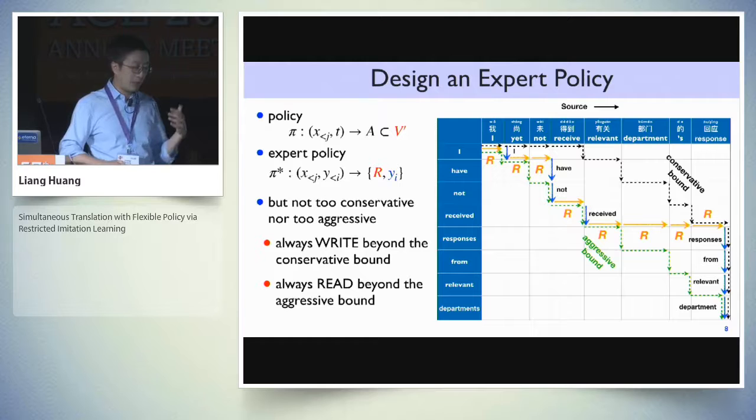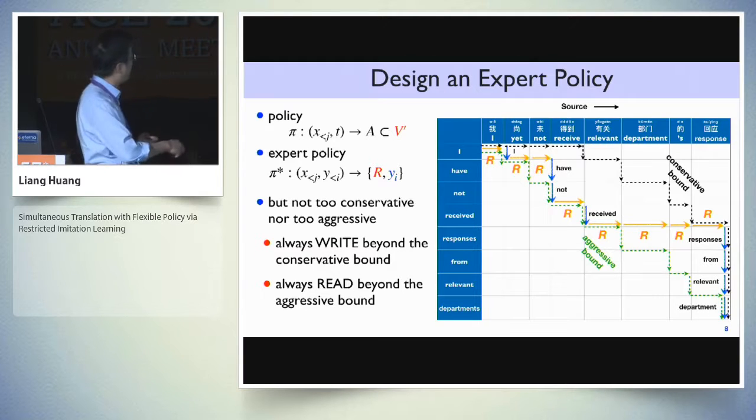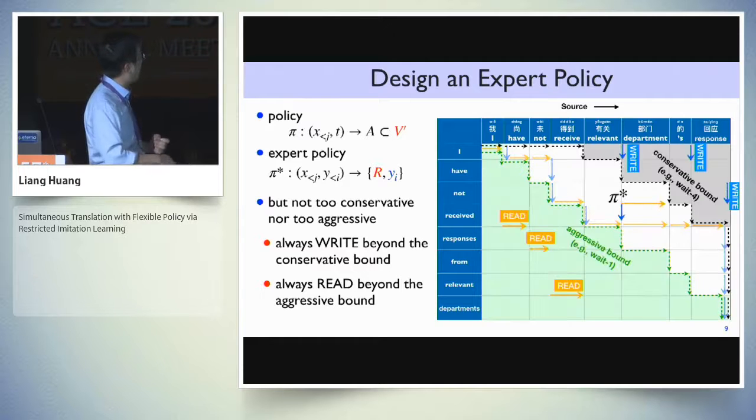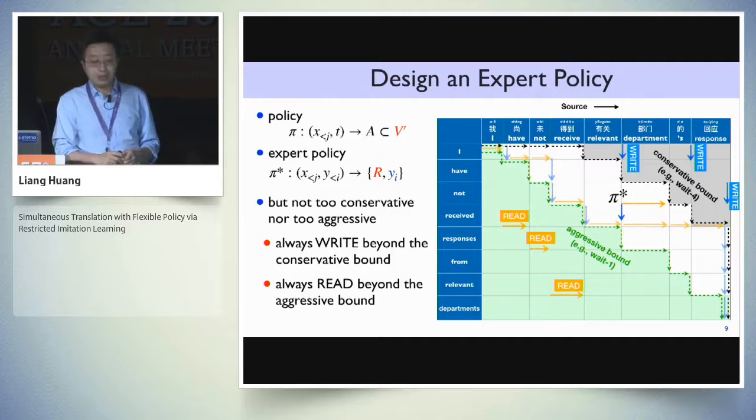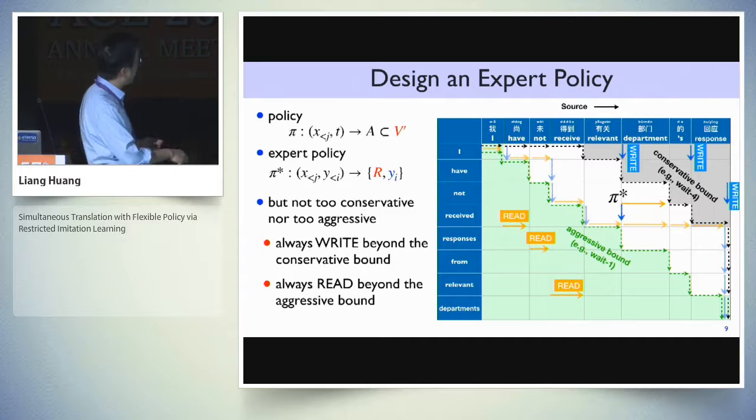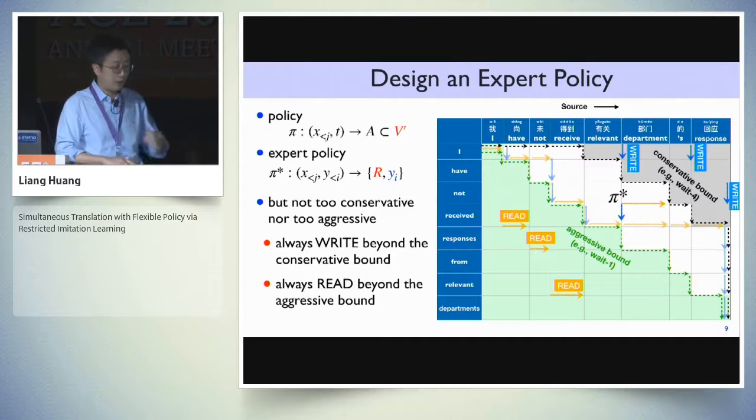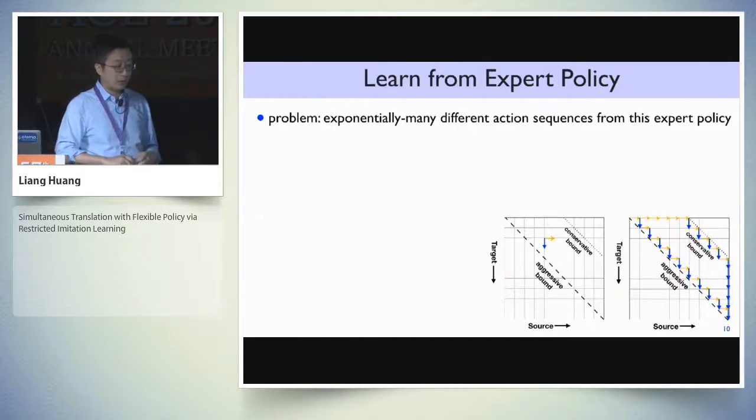But we also said you cannot be too conservative or too aggressive. So basically, there are two bounds, a conservative bound and an aggressive bound, and we hope you're in this middle region, which is good. But if you're ever in this region that falls off the aggressive bound, you always should read. You should wait for more because you're being too aggressive. And if you're in the conservative region, you should always write. So this completes our modified definition of the restricted dynamic oracle or expert policy.